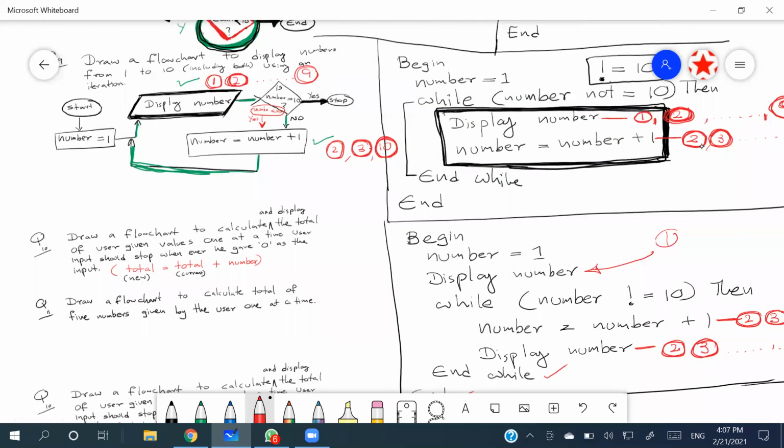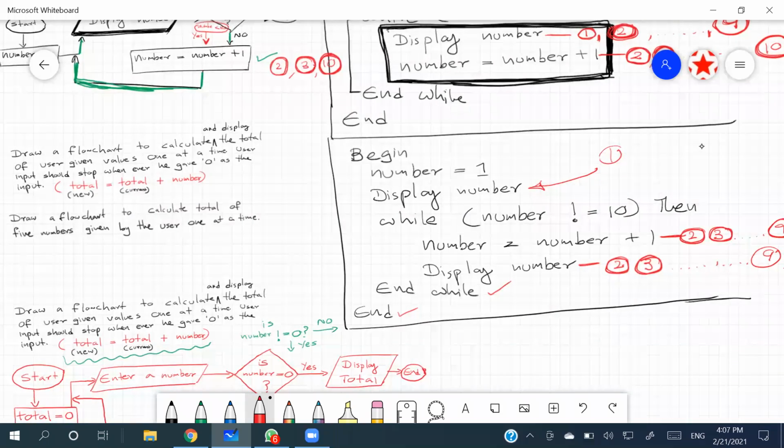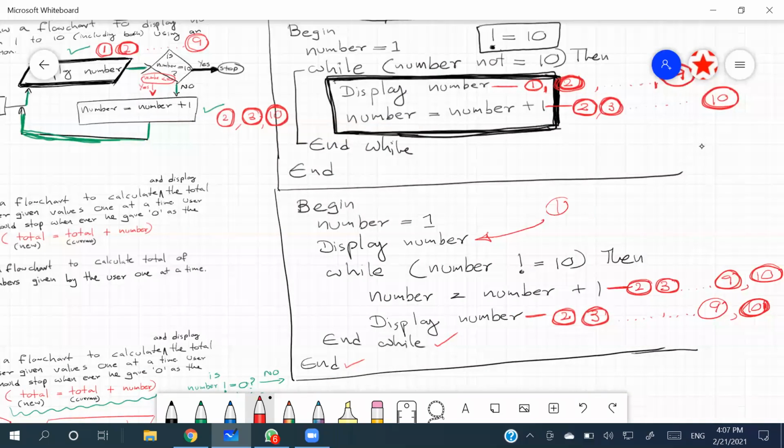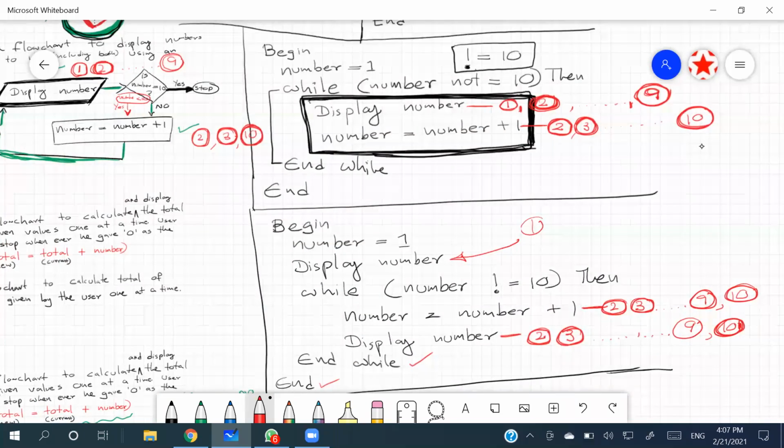Okay, so yeah, people, if it's better you can write these two things.